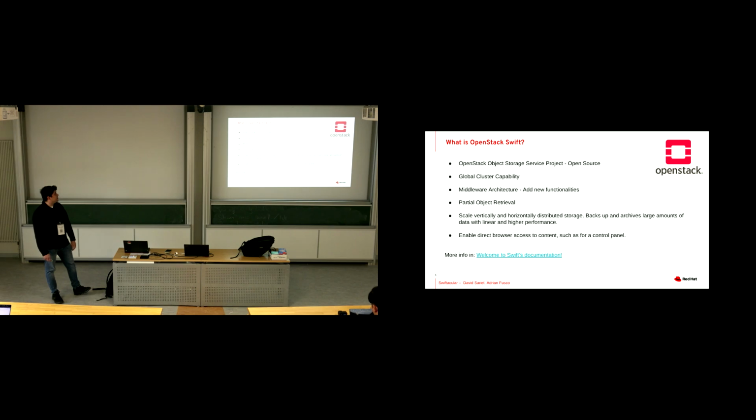I mentioned global cluster capability because you can use it on a lot of servers and very well distributed. We mentioned middleware architecture because you can add new functionalities with plugins that you can attach to Swift. Partial object retrieval because we can fetch all the information in one block, but also in chunks using Swift. And we also provide a control panel that you can access via browser. It's just a basic introduction.